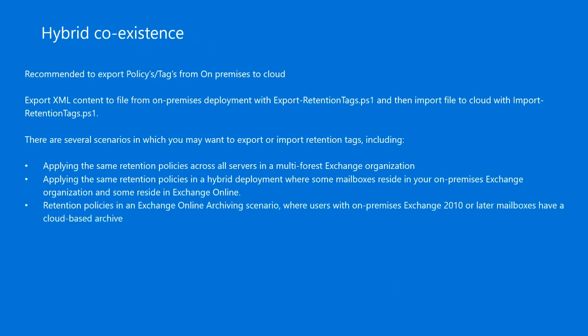And in case of remote archiving, it is highly recommended to have the same policies across the organization where the mailbox resides, where your primary mailbox and your archive reside. This hyperlink will be provided to you as a handout, which will have this information of how to export and import these policies across organizations.